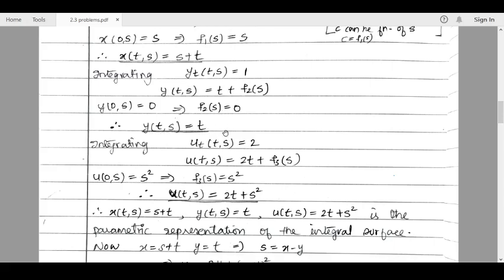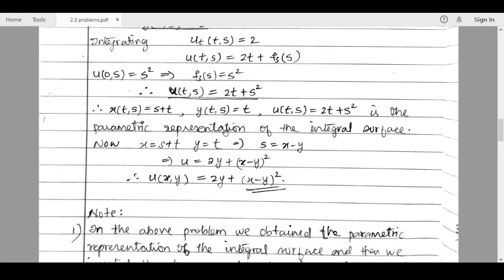Now we have the third equation, that is u_t(t, s) is equal to 2. Now again we integrate, so we'll get u equal to 2t plus f3 of s. Okay, now the initial condition is u(0, s) is equal to s square. So when you put t equal to 0, u is s square. So this implies that f3 of s is equal to s square. So we get u(t, s) is equal to 2t plus s square.